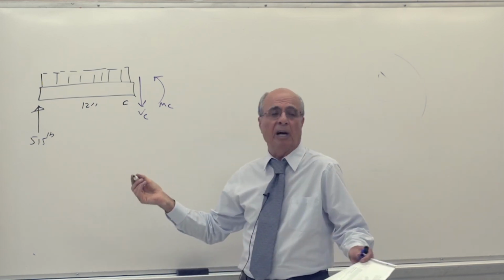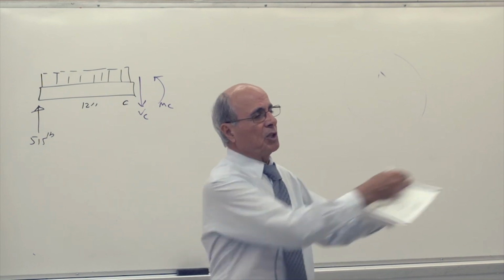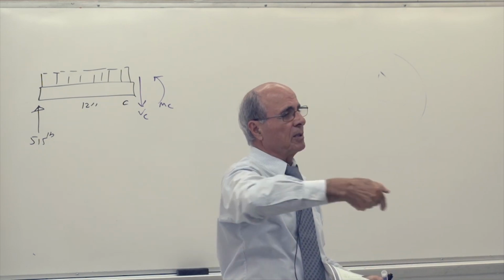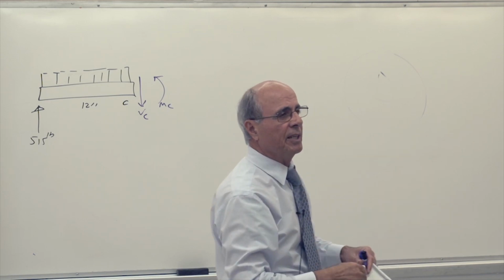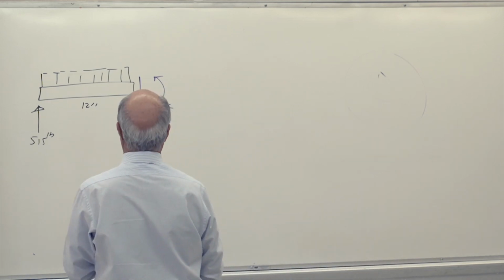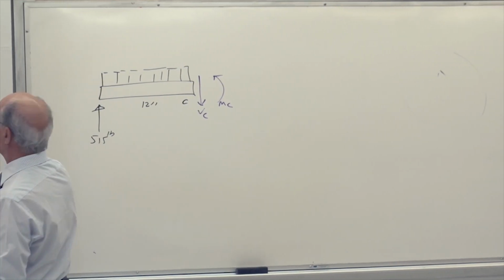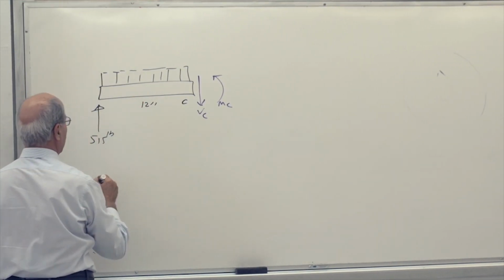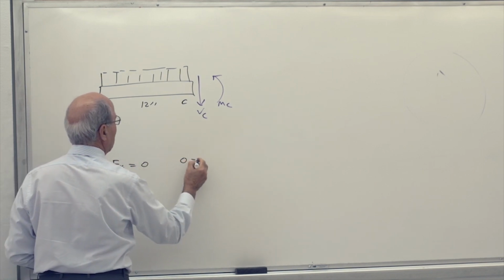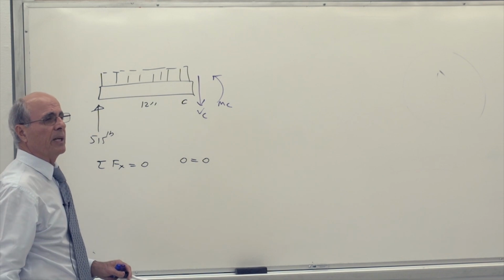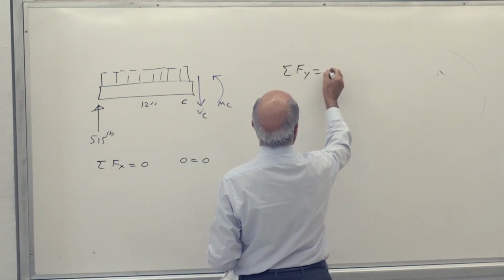Now let's write the equation of equilibrium. We are back to static. So everything this way is positive, everything that way is positive, counterclockwise is positive, clockwise is negative. That's a static. Now I'm writing a static. That's why I call it a static equilibrium. So sigma Fx equal to 0. That means 0 equal to 0, not going to help me, yes or no? But sigma Fy equal to 0.